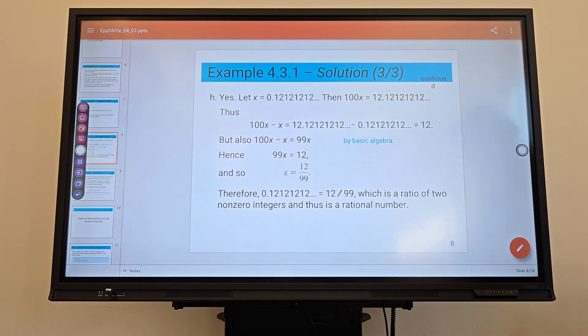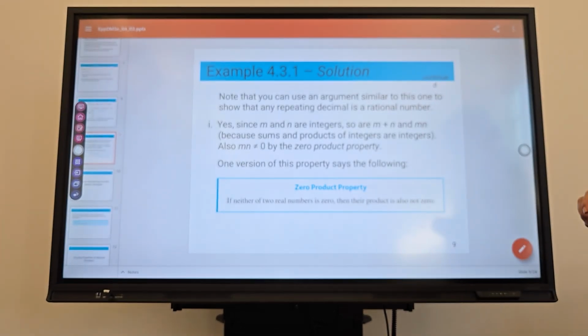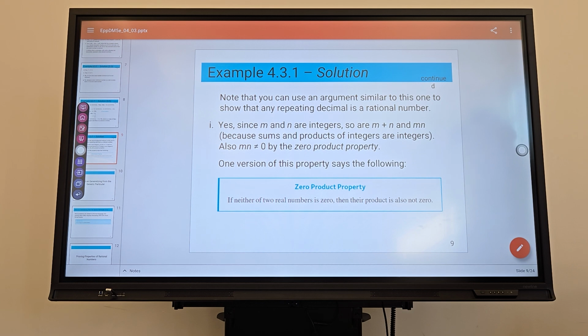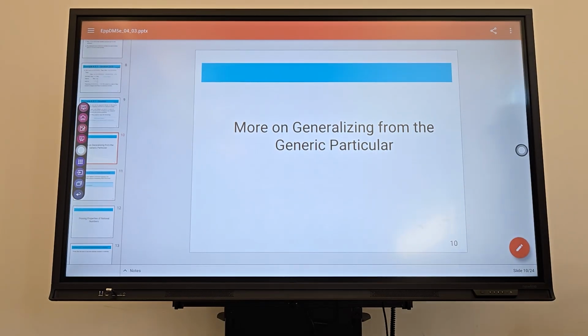Yeah, 12 over 99, that's the ratio of that. But, yeah, so, and the zero product property law: if neither of two real numbers is 0, then their product is also not 0. So, more on generalizing from the generic particular.